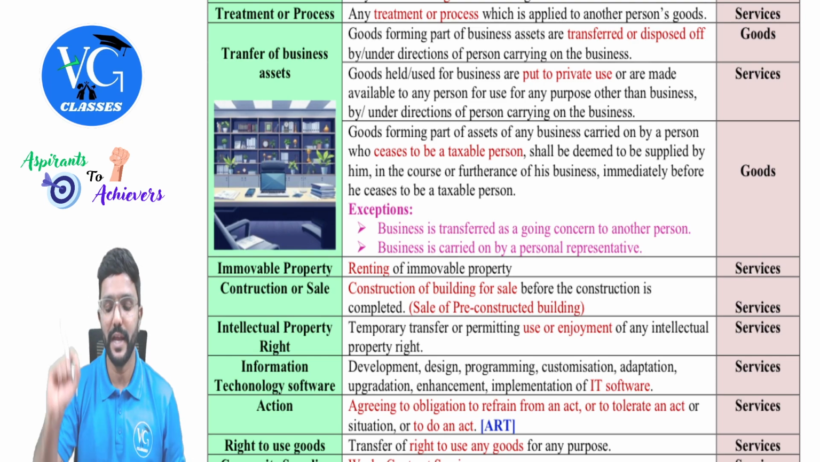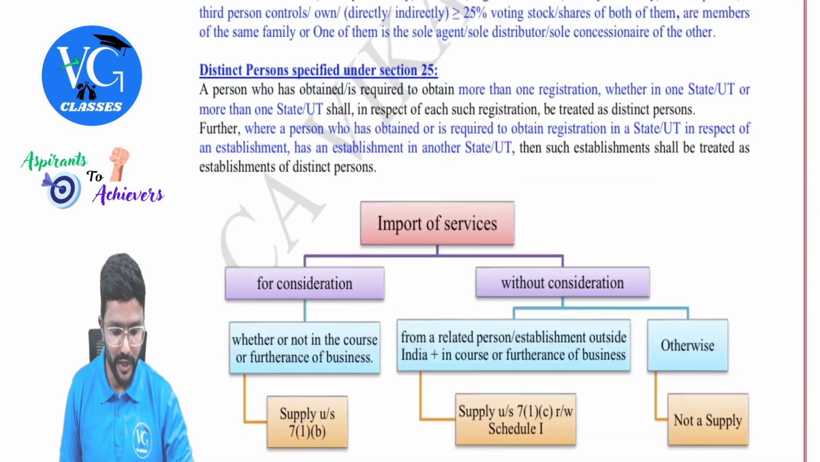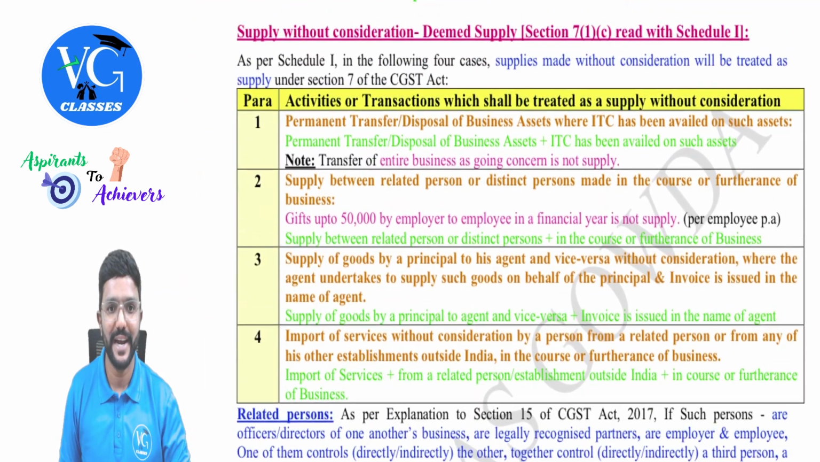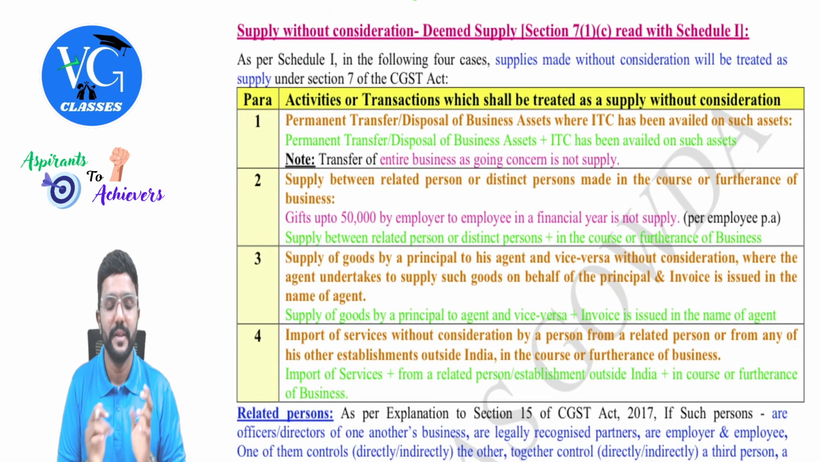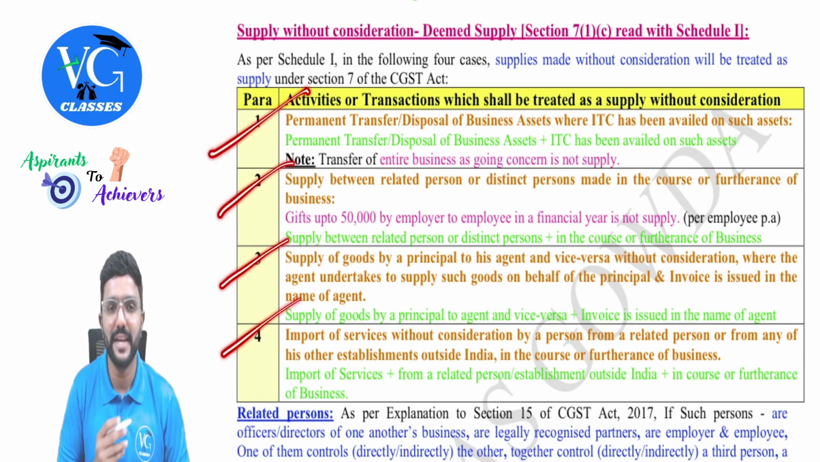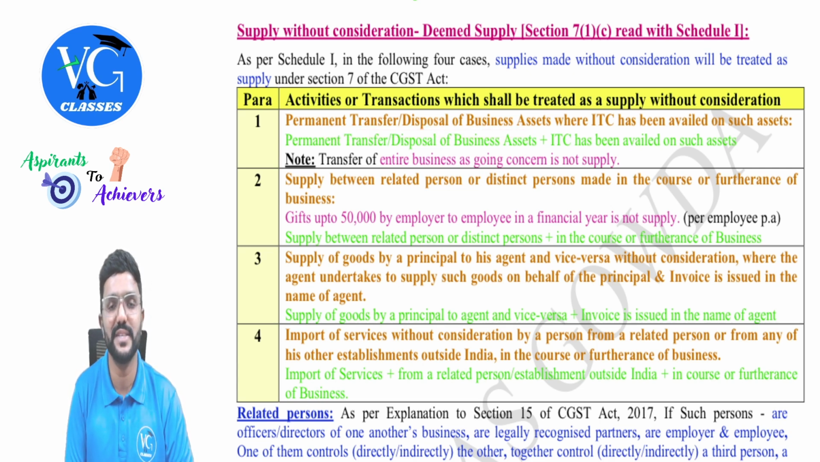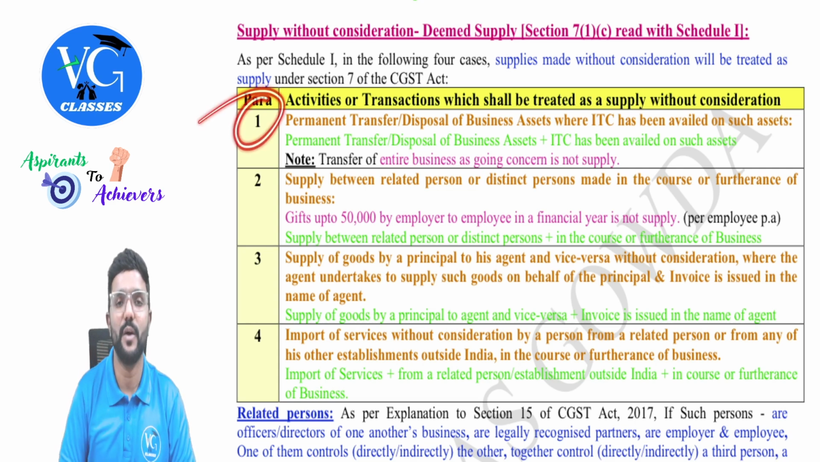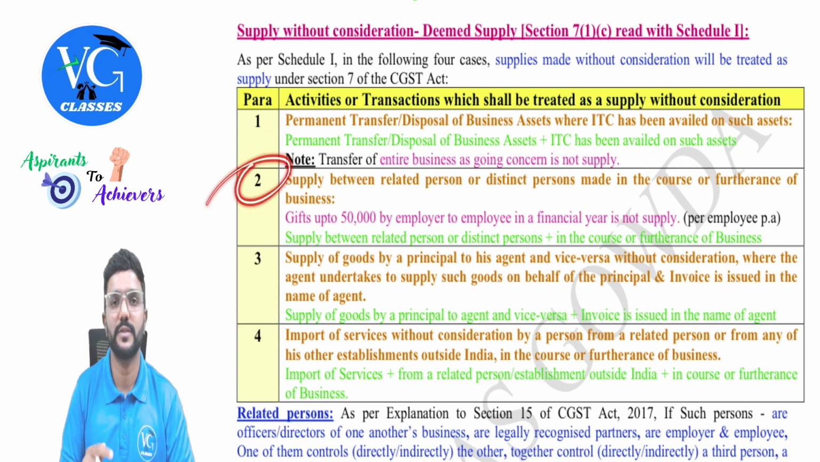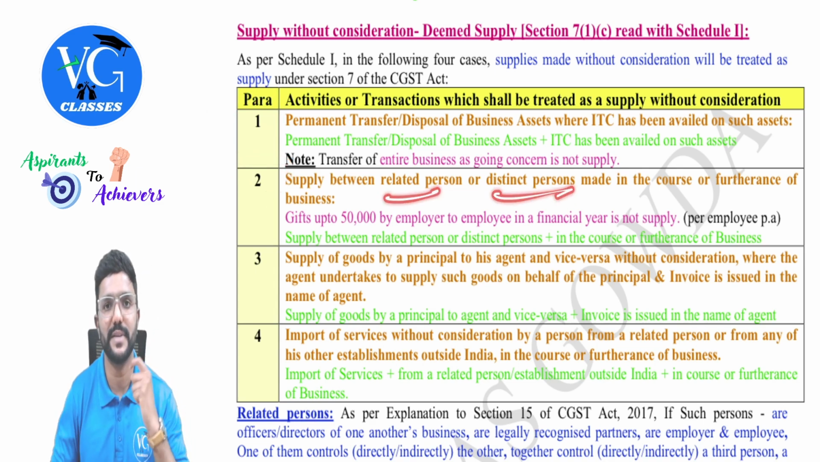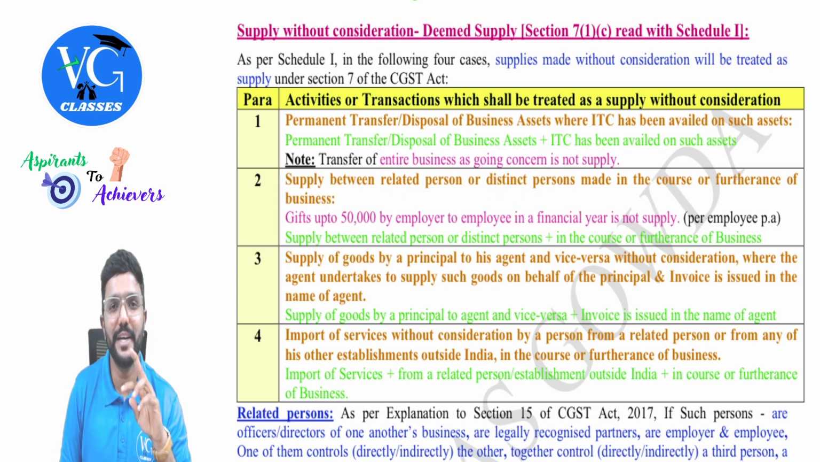Yes. And I will also give you guys the shortcut to remember these para numbers. I didn't mention it. Let me tell it now. There is a shortcut to remember these para numbers, guys. Para 1 talks about the permanent transfer or disposal of business asset on which ITC is claimed. So it talks about asset, in simple terms. Asset starts with A, which is the first alphabet. So para 1. Next, para 2 talks about supply between related person or distinct person. Related person or distinct person means at least two people have to be there.